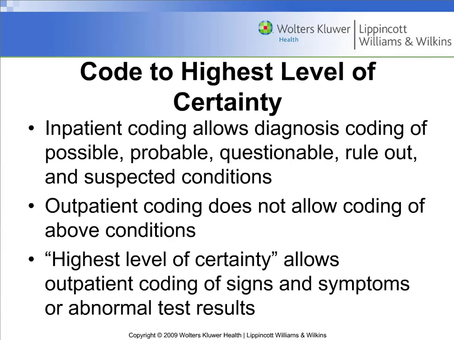Now let me give you an example. Let's say possible myocardial infarction. On the inpatient side, the convention tells you that that possible MI is going to be coded as if it were, as if it happened. On the outpatient side, that's not the case. You're not going to code that possible MI. Again, you're only coding to the highest level of certainty, meaning you code to what you know during that particular point in time in the outpatient setting.